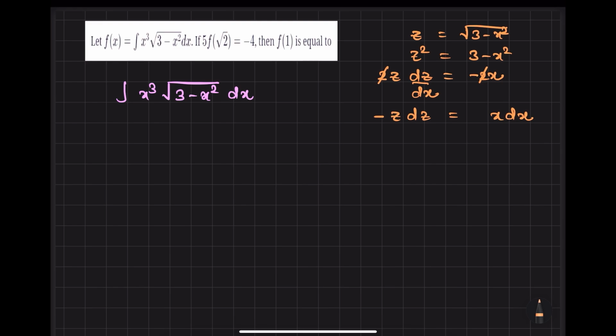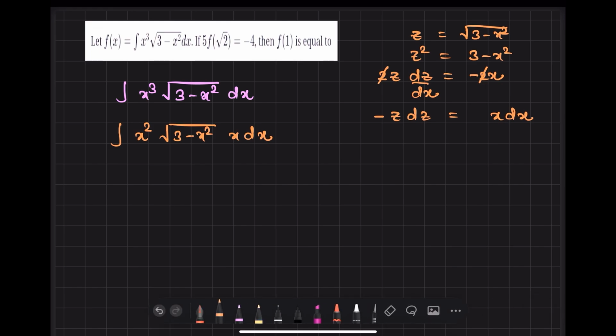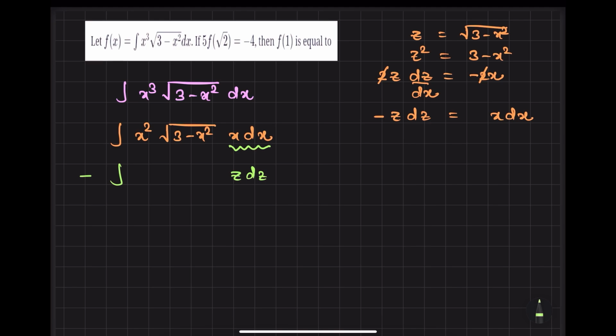Now look at this part. I can write x dx as minus z dz. So I will create that situation. Just be super slow. So we have x square this side, 3 minus x square, and then x dx. So I have created the situation of x dx. Just look at how I will manipulate things. My idea is first replace this. So x dx is minus z dz.